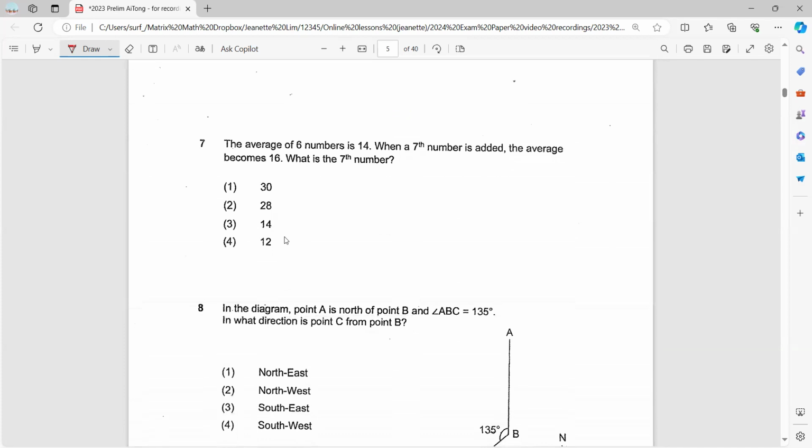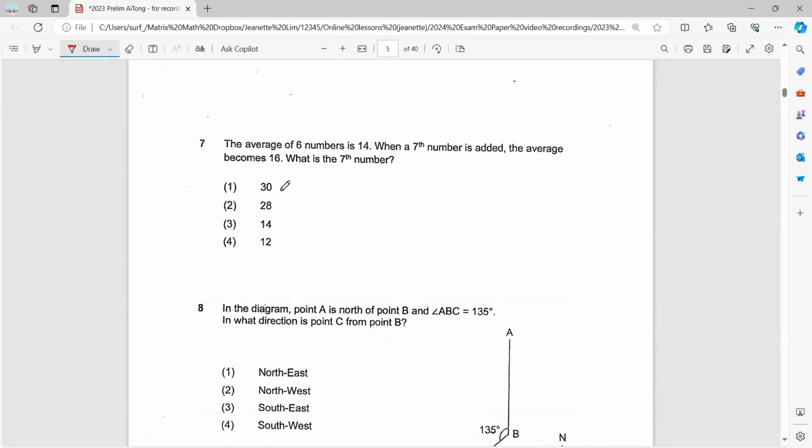Question 7, the average of 6 numbers is 14. When a 7th number is added, the average becomes 16. What is the 7th number? Now, do not take the old average and find the difference between the 2 averages. No, you need to use the total to come up with the average.